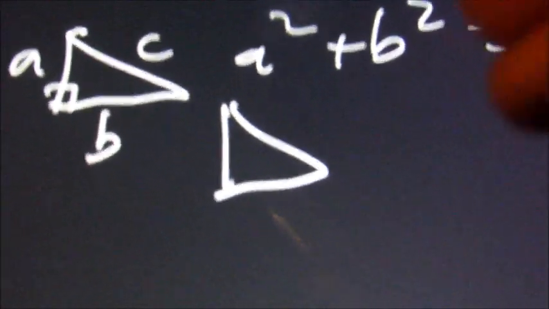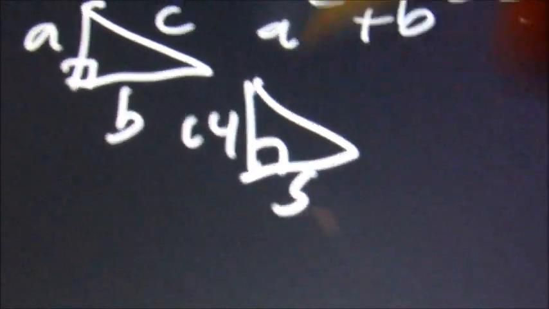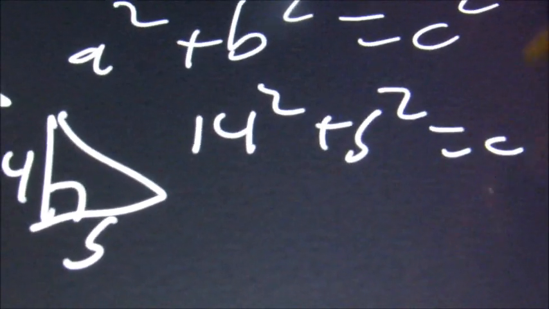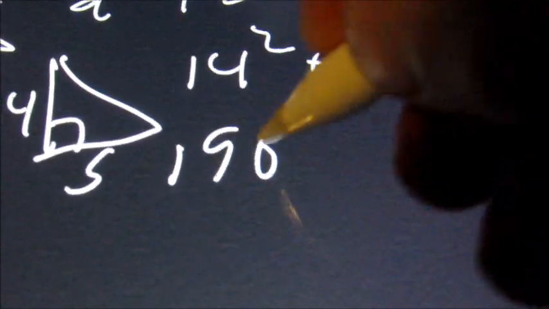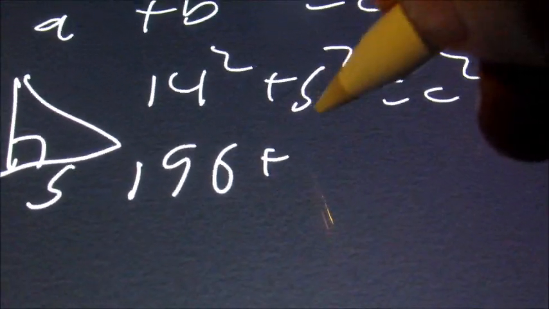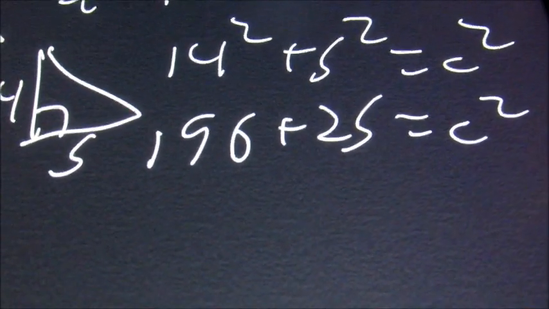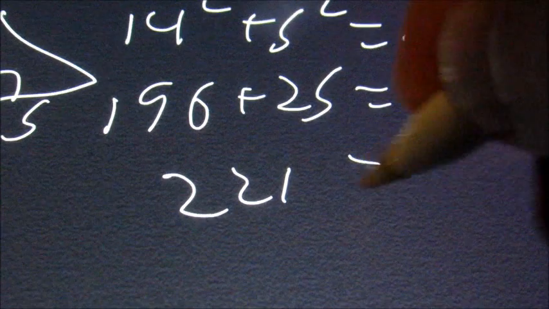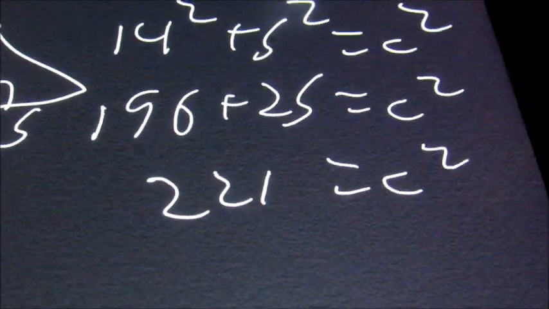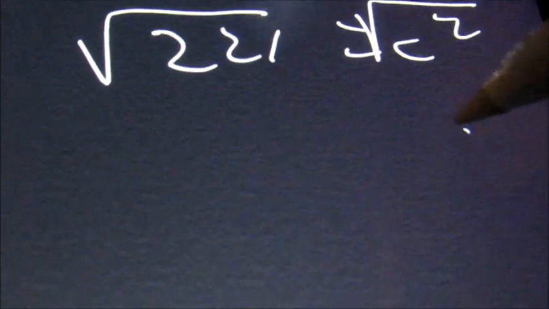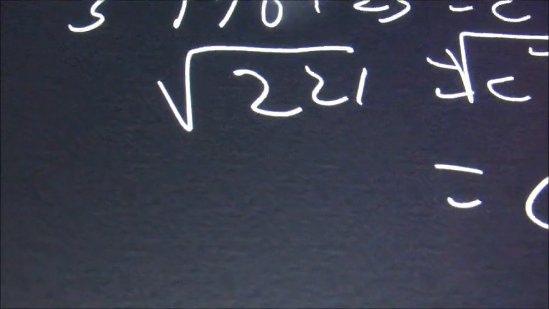if you're given 14 and 5 as the two legs, which are the ones that aren't the hypotenuse, you would say 14 squared plus 5 squared equals C squared. 14 squared is 196 plus 5 squared is 25, and that equals C squared. Add these together and you get 221 equals C squared. Then what you do is take the square root of both sides, and so C equals the square root of 221.